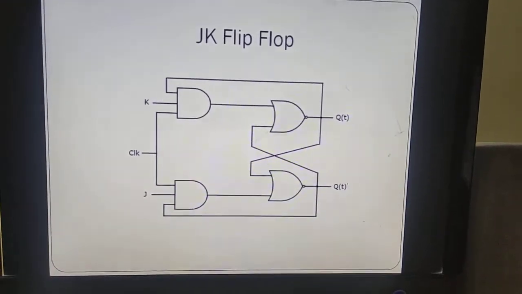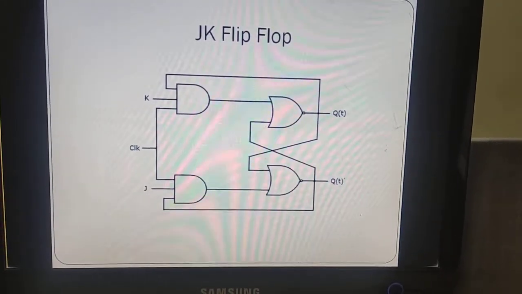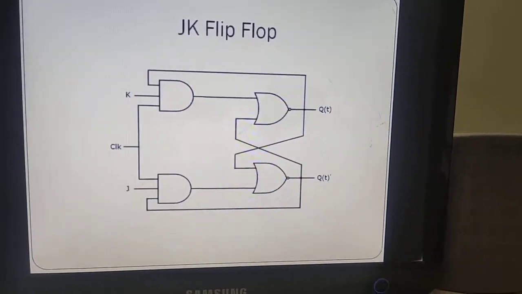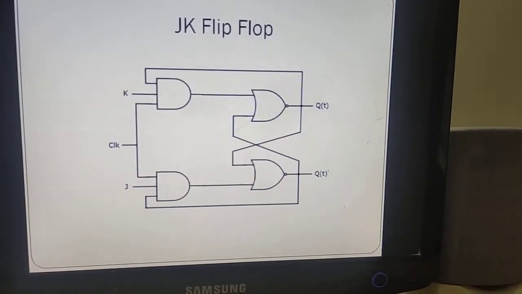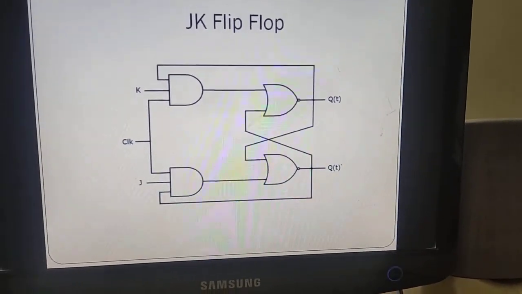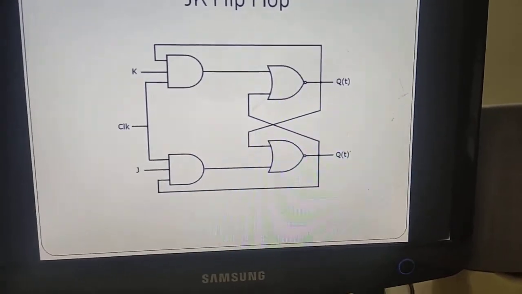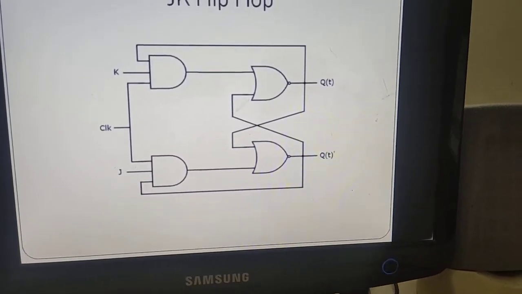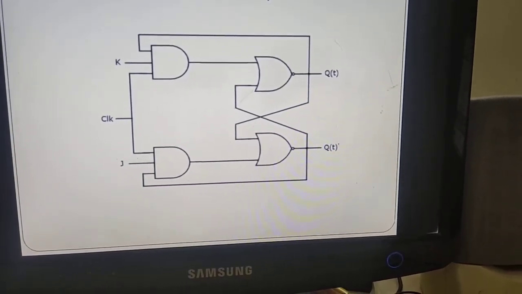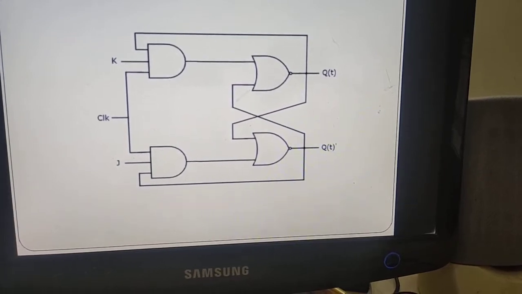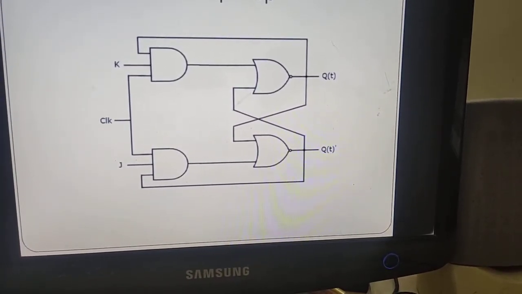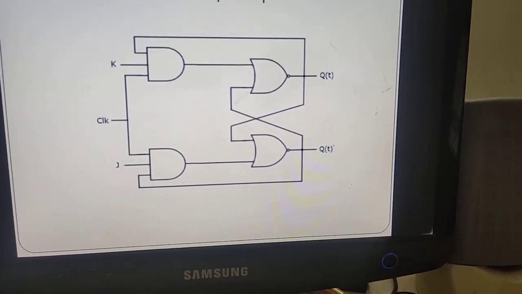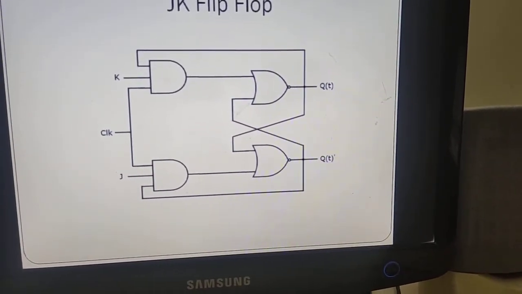Now coming to JK flip-flop. One of the reasons we go for JK flip-flop is to avoid the situation encountered in SR flip-flop where both S and R were equal to 1. So we had to leave those spaces where there was no output. You never know, both Q(t) and Q(t) bar were equal to either 1 or 0. This is one impossible situation which occurs in SR flip-flop.